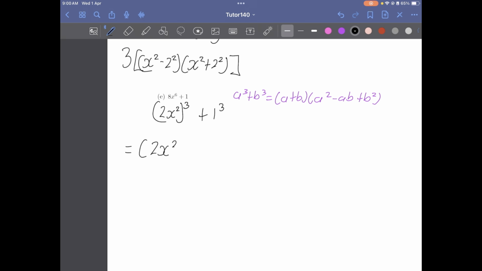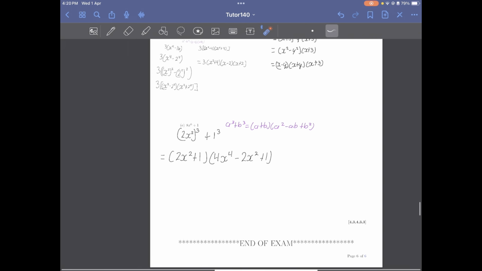So that's 2x squared plus 1, a squared, which is 4x to the power 4, minus ab, which is 2x squared, plus b squared, which is just 1. 2x squared plus 1, 4x to the power 4 minus 2x squared plus 1. Okay, and that is our final answer. And that is the exam.